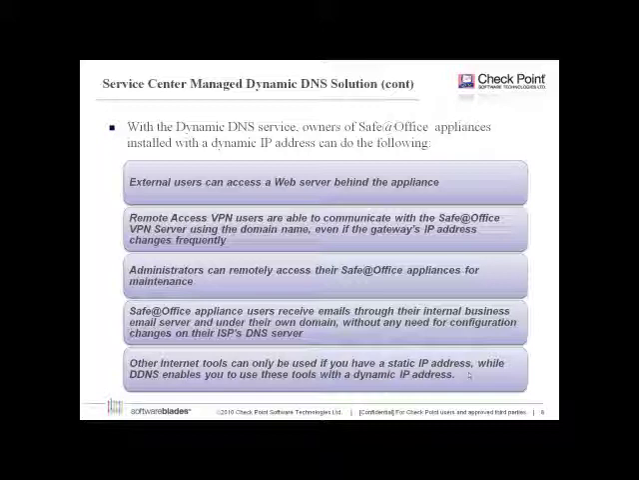With the Dynamic DNS service, owners of safe-at-office appliances installed with a dynamic IP address can do the following. External users can access a web server behind the appliance. Remote access VPN users are able to communicate with the safe-at-office VPN server using the domain name, even if the gateway's IP changes frequently. Administrators can remotely access their safe-at-office appliance for maintenance. Safe-at-office appliance users receive emails through their internal business email server and under their own domain, without any need for configuration changes on their ISP's DNS server.